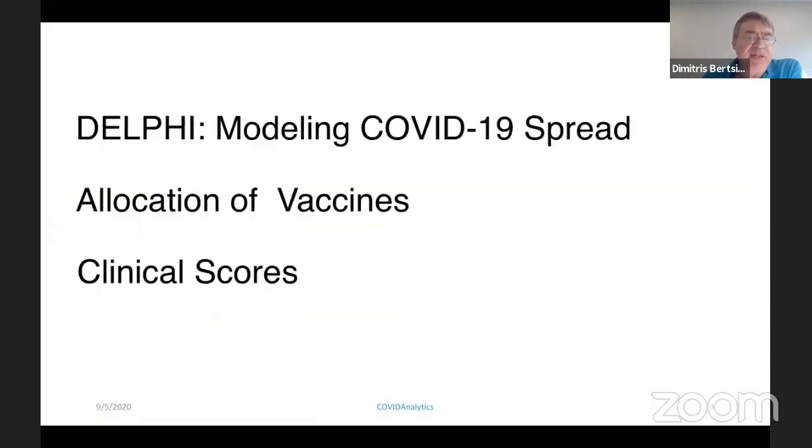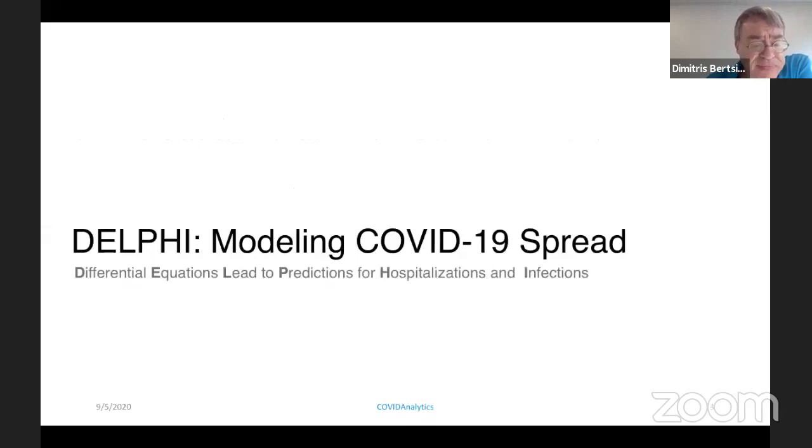I have prepared to talk to you briefly about three efforts: an epidemiological model that is currently part of the CDC models and is utilized today for assisting a large pharmaceutical company orienting its efforts on where to do the trials. Then a hopeful message on what happens if we have a vaccine available, how do we allocate the vaccine so that we maximize the effect and minimize the number of deaths, and then some clinical scores that are currently in use in some of the hospitals that we have been collaborating with. So the first is a presentation on Delphi.